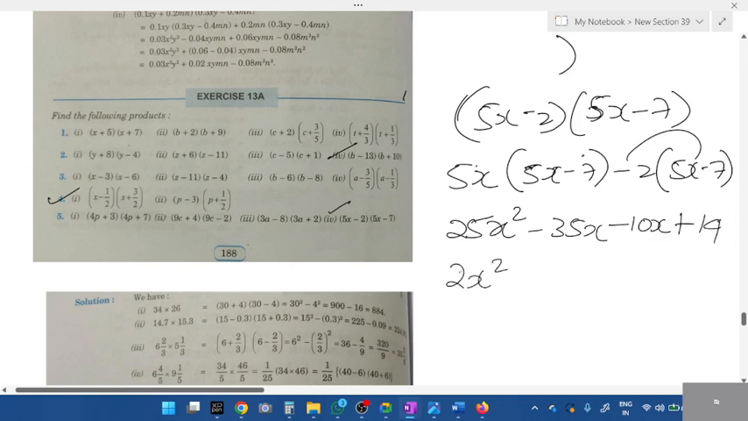25x square plus 14 remains as it is. What's the answer for this? Minus into minus is plus. 35 plus 10 is 45. 35 is greater, so minus 45x. This is the answer. That's it. We'll move on to the next exercise.